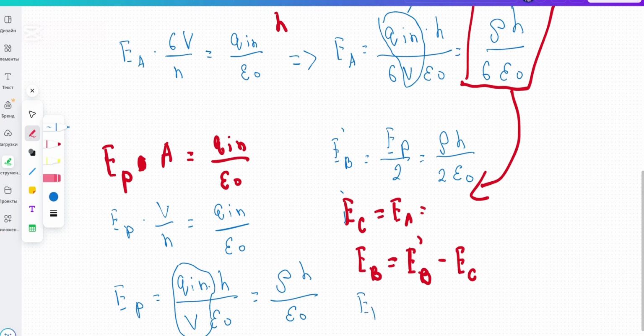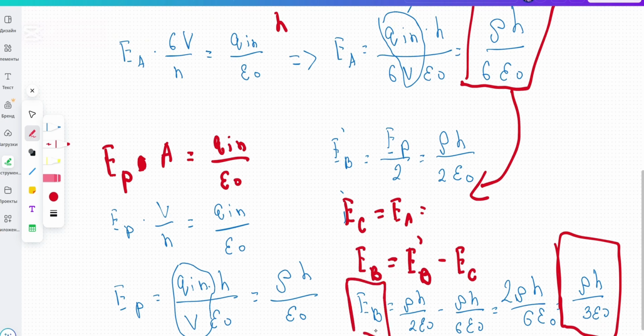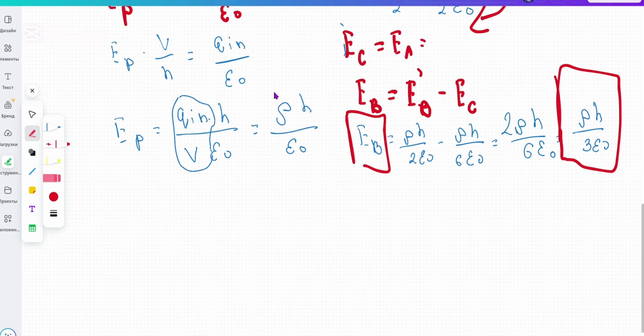So let's find it. Rho h over 2 epsilon 0 minus rho h over 6 epsilon 0, and then it will be equal to 3 rho h minus rho h over 6 epsilon 0, that is 2 rho h over 6 epsilon 0, and rho h over 3 epsilon 0. And it will be our final answer for the second one, for the electric field at point B.